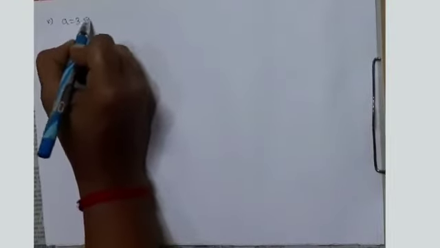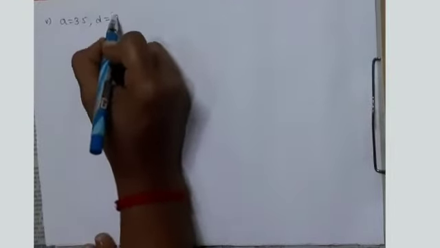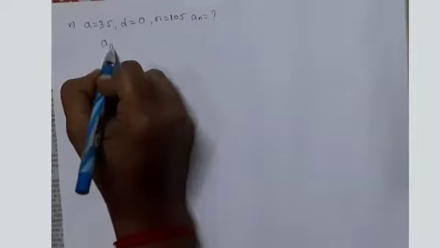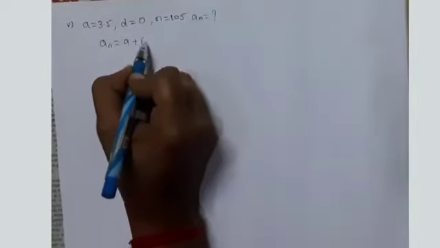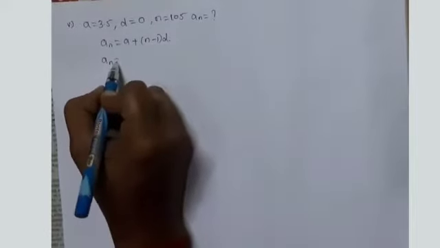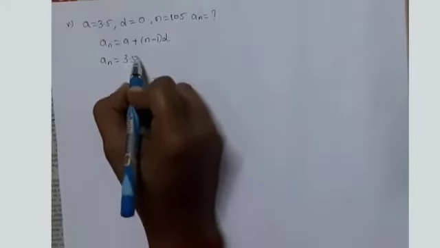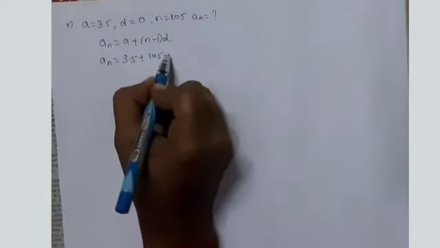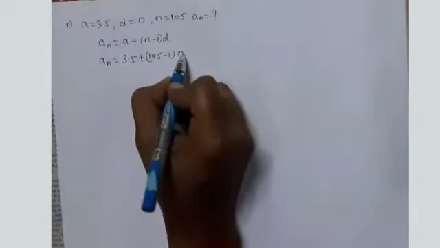So the fifth sum given for you is a equal to 3.5, d equal to 0 and n equal to 105. So what is missing here, children? Here an is missing. You have to find out what is an. So once again the formula of an is equal to a plus n minus 1 into d. So an will be equal to a, that is 3.5 plus 105 minus 1 into d, and d is 0.